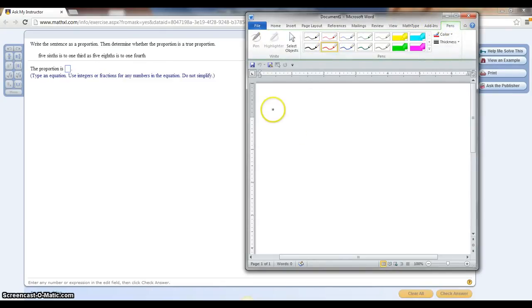Okay, the first thing. It says here, write the sentence as a proportion, then determine whether the proportion is a true proportion. It says 5/6 is to 1/3 as 5/8 is to 1/4. So we know this will basically write out like this. It'll be 5/6 divided by 1/3, and that would equal 5/8 divided by 1/4.